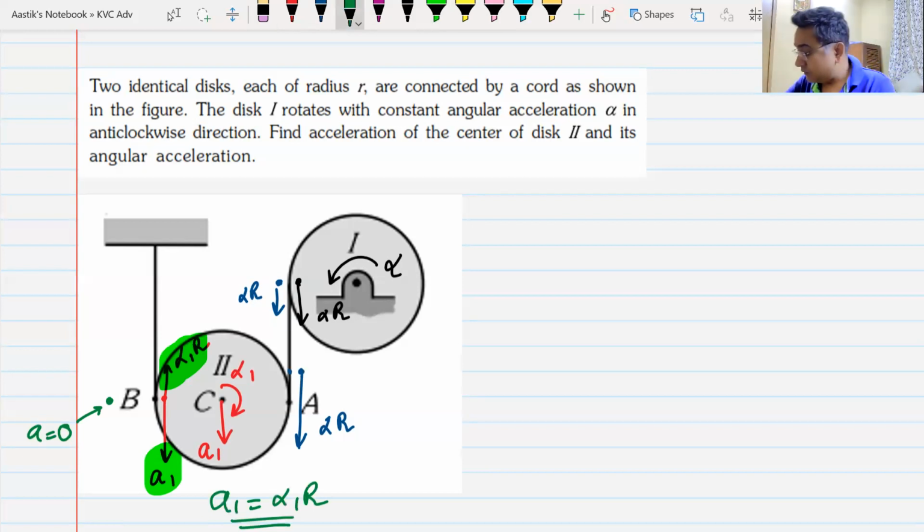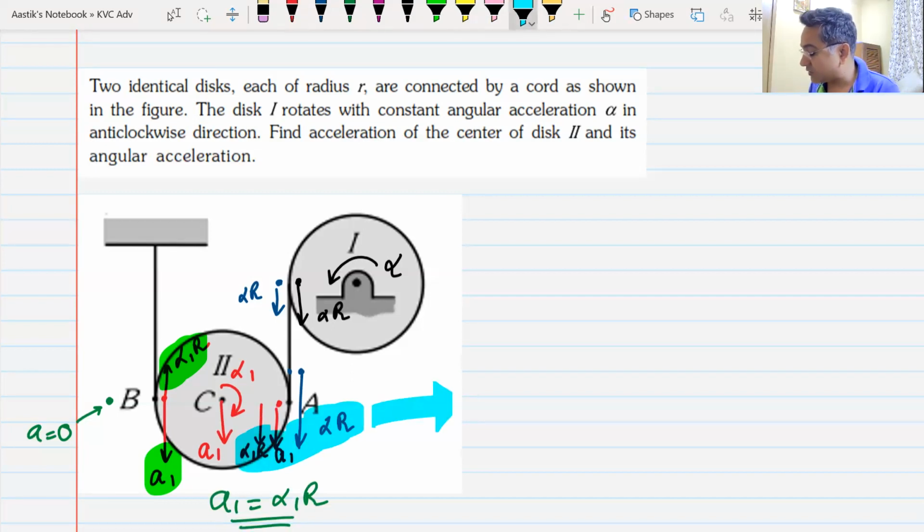Now let me move on to this point. Again, there is a red point on the disk. The acceleration of this red point is A1 in the downward direction, and it also has alpha 1 R in the downward direction. Now from this blue equation, I get A1 plus alpha 1 R equals alpha into R. As easy as it gets.